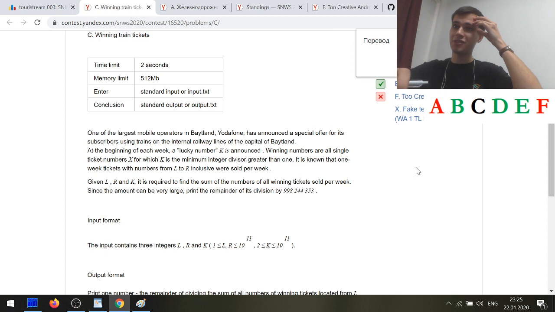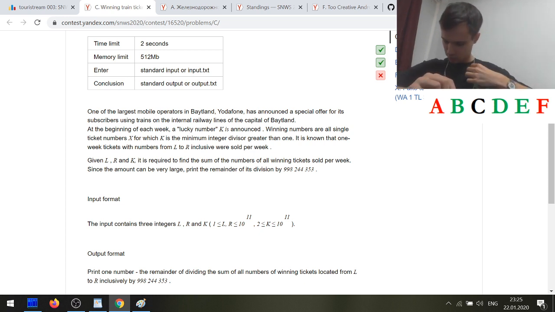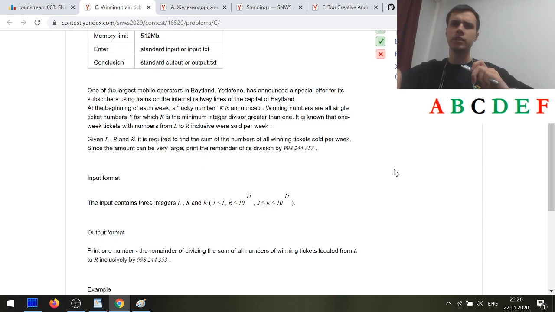Okay, so running through the problems. Problem C. I had to sum some integers in the range from L to R that have k as the minimum integer divisor greater than 1. So winning numbers are all integers x so that k is their smallest divisor greater than 1. So k should be prime first, and then if k is prime, an integer is winning if it doesn't have any prime divisors less than k, right? And I have to sum up all these integers x in the range.